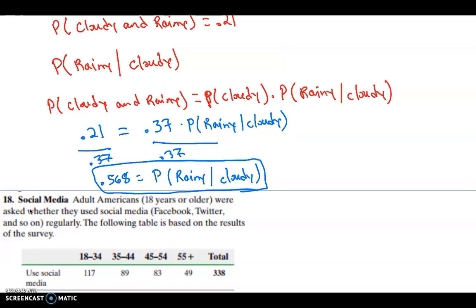Okay, so that's how we would use conditional probabilities there. So that'll wrap us up for part 1. But hopefully it's making sense. If you got any questions, let me know.